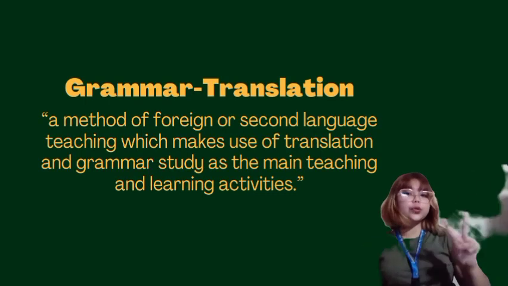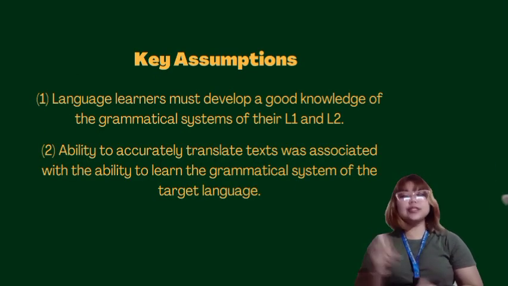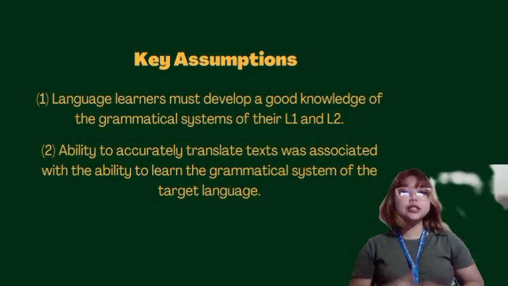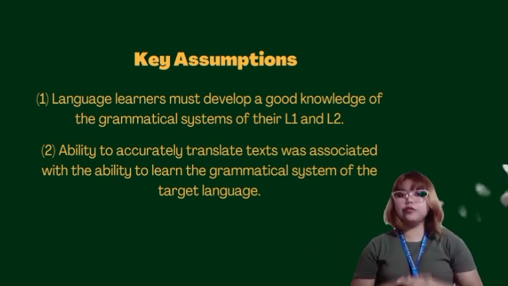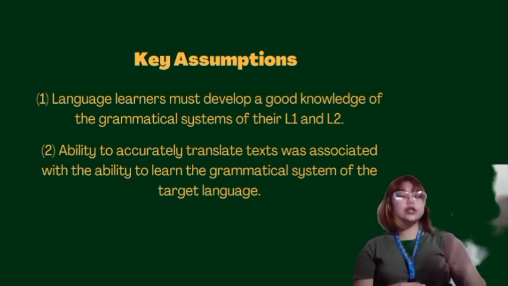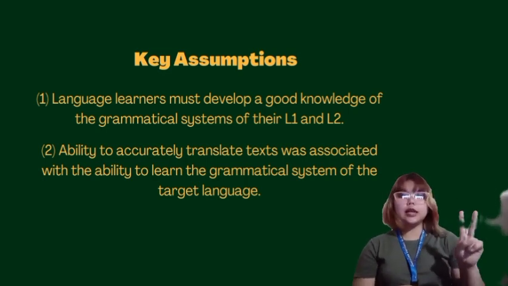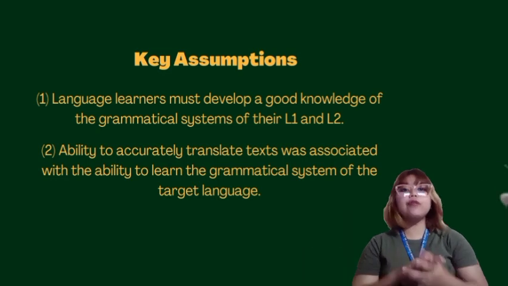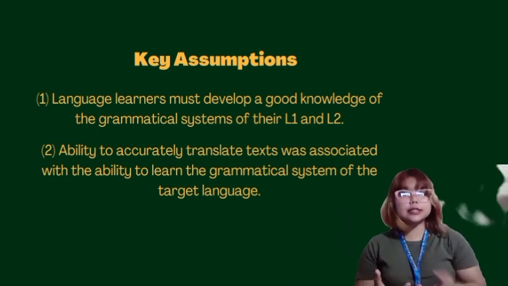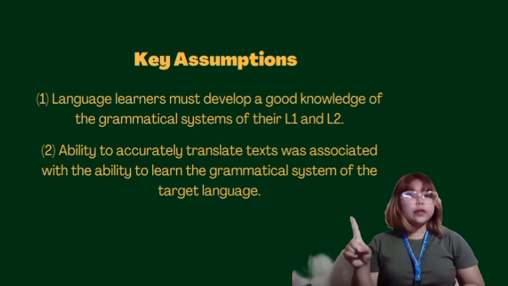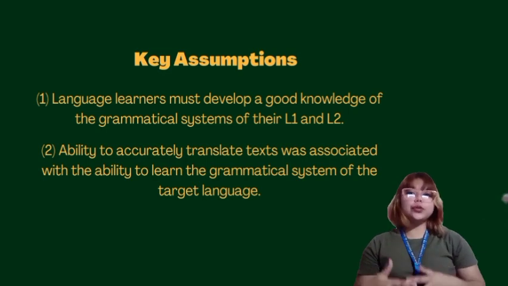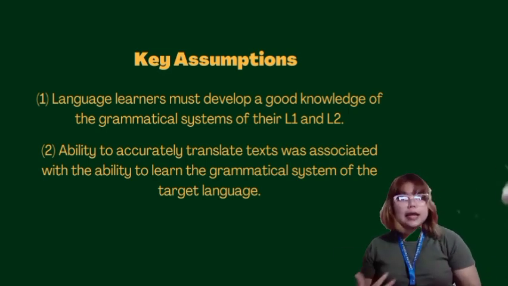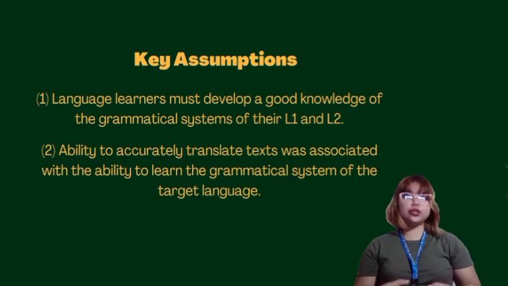So there are two key assumptions of this methodology. First, language learners must develop a good knowledge in learning and memorizing grammatical rules of the grammatical systems of their first language and second language. Second, they need to be able to develop the ability to translate texts from their first language into the second language and vice versa. Ability to accurately translate text was associated with the ability to learn the grammatical system of the target language.